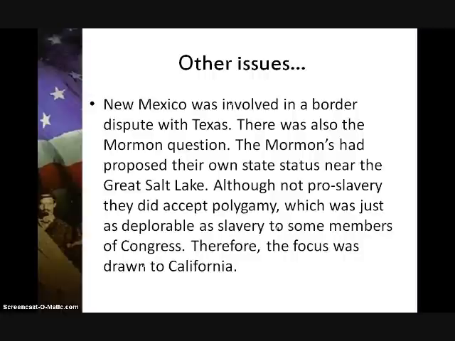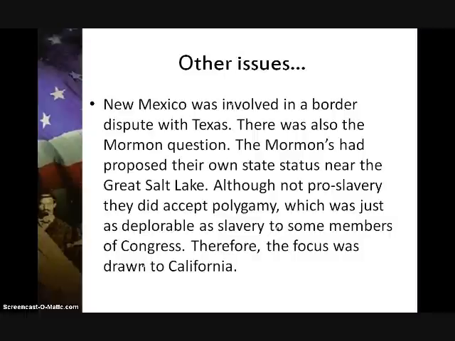Remember I told you before, the only thing more deplorable than slavery was polygamy. And even though the Mormons did not allow slavery, they were not pro-slavery, they did accept polygamy. And so members of Congress did not want to touch that issue.